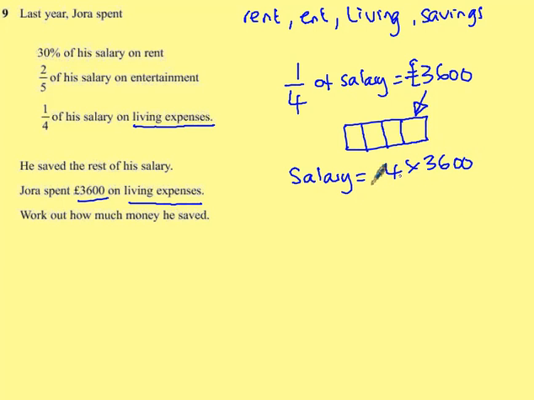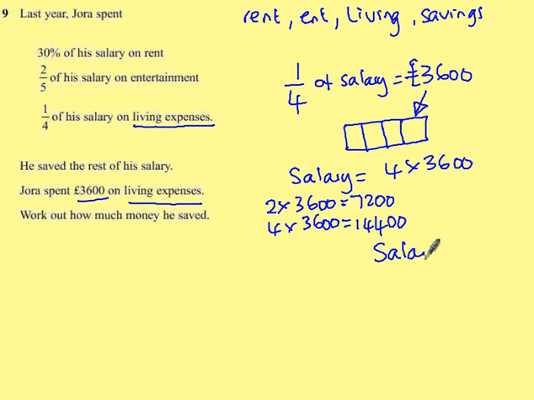Well, I know 2 times 3,600, 2 times 36 is 72, so 7,200. So 4 times 3,600, if I double that, I'm going to double 72, which is 144, so 14,400. So his salary is £14,400. Now, how much money did he save?